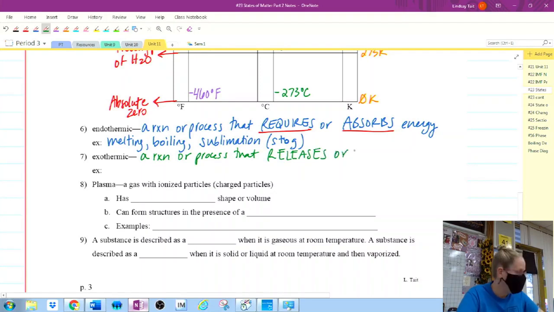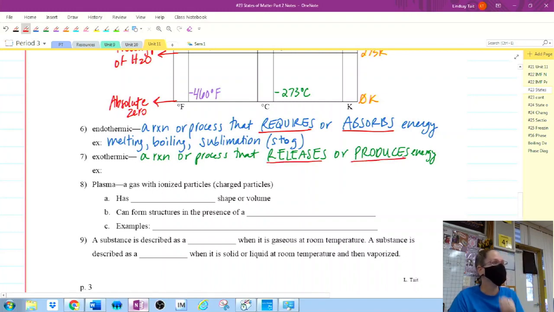That releases or produces energy. Energy is exiting, leaving that material. And so these are going to be the opposite. Opposite of melting is freezing. Freezing actually releases energy because you have to take the energy out so that you can strengthen the attractions, right? You slow them down is what you're doing.